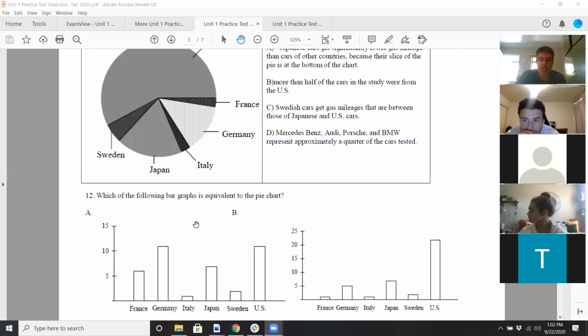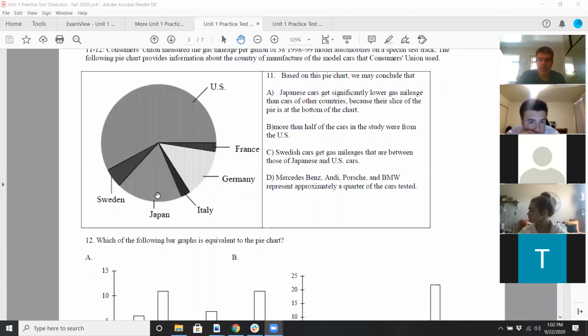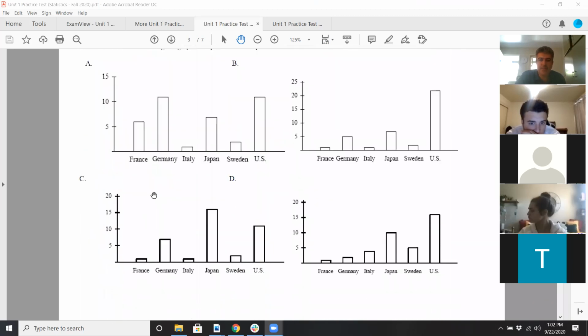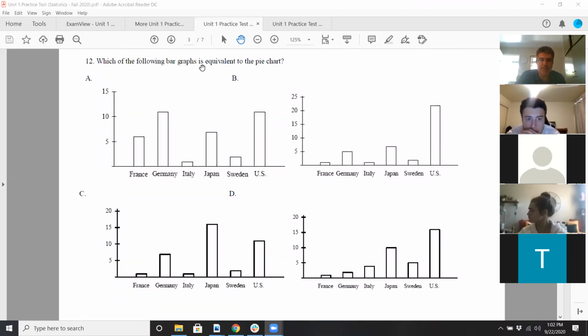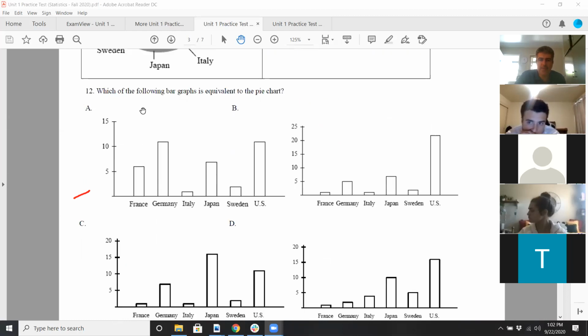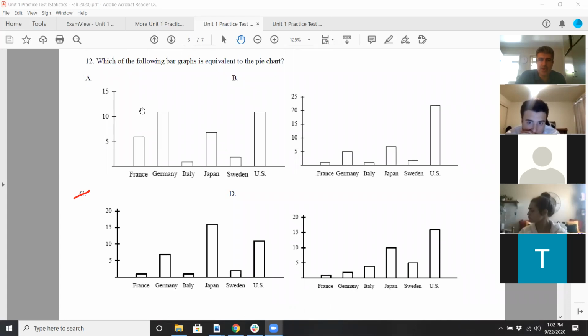And if you want to do a bar chart that's equivalent to this, you want US to represent the highest. So definitely not C. C is out. You do want US to be at least twice as much, because Japan's not quite a quarter, but US is more than half. And Japan's the second highest. So that's not going to work for A, because that's a little too close together. That's about 7. That's about 10.